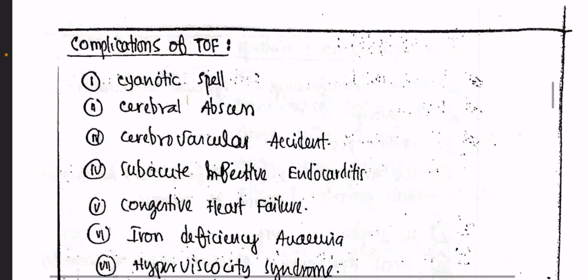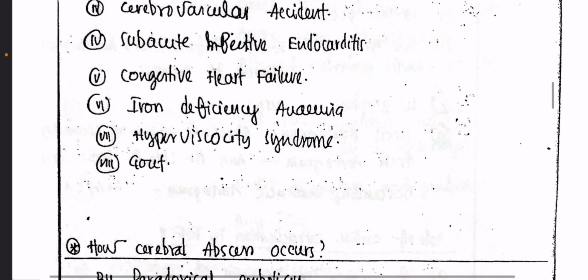Now, what are the complications of TOF? There is cyanotic spell, cerebral abscess, cerebrovascular accident, subacute infective endocarditis, congestive heart failure, iron deficiency anemia, hyperviscosity syndrome, and gout.